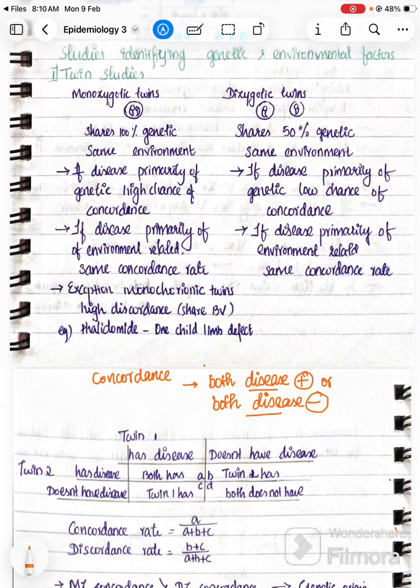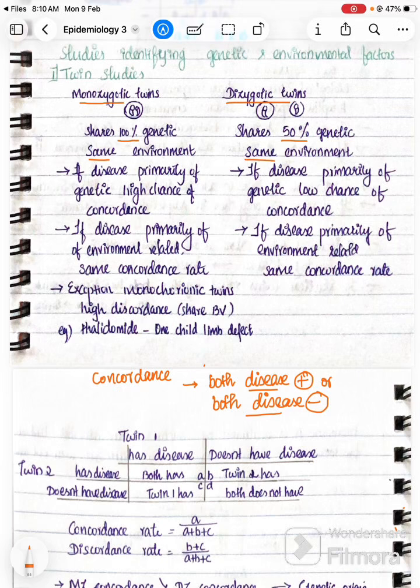Studies identifying genetic and environmental factors. First one is twin studies. Monozygotic twins we have and dizygotic twins. Monozygotic twins share 100% genetic material and share the same environment. Dizygotic twins share only 50% genetic material and share the same environment.